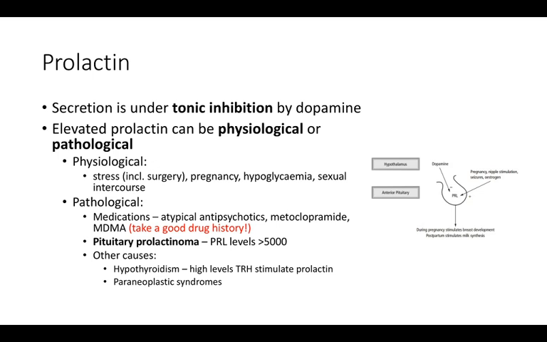So pituitary prolactinoma produces extremely raised prolactin levels with levels as high as 500 micromoles. Normal levels are less than 400. And if it's a macroprolactinoma, levels can be even higher than this, between 5,000 and 10,000. Other causes include hypothyroidism and paraneoplastic syndromes, particularly secondary to ovarian cancer, but these won't be discussed further in this lecture.